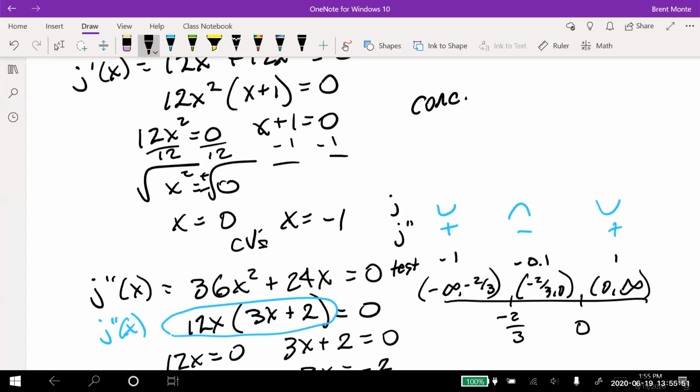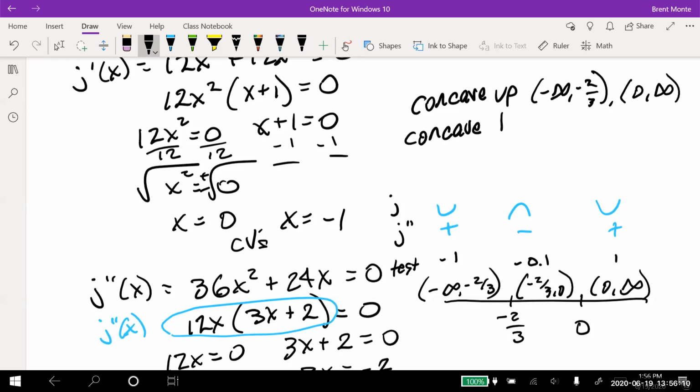Concave up, negative infinity to negative 2/3, but also 0 to infinity. Concave down, negative 2/3 to 0.